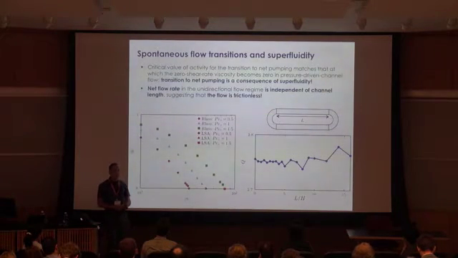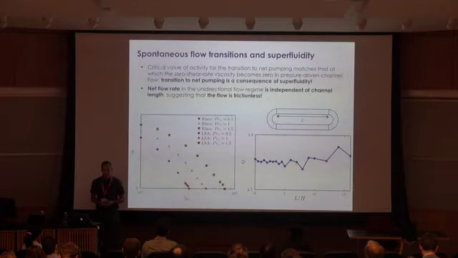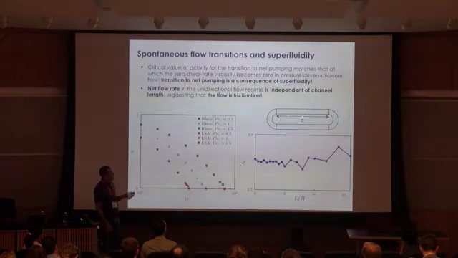And another way to think about this is that if it is indeed a flow that has 0 viscosity, then the speed of the flow should not depend on the length of the channel. Right? And this is something that we tested very recently. So what we're doing here is calculating the net flow rate in the pumping regime as a function of the length L of the channel, which is normalized by H. H is the gap width here.